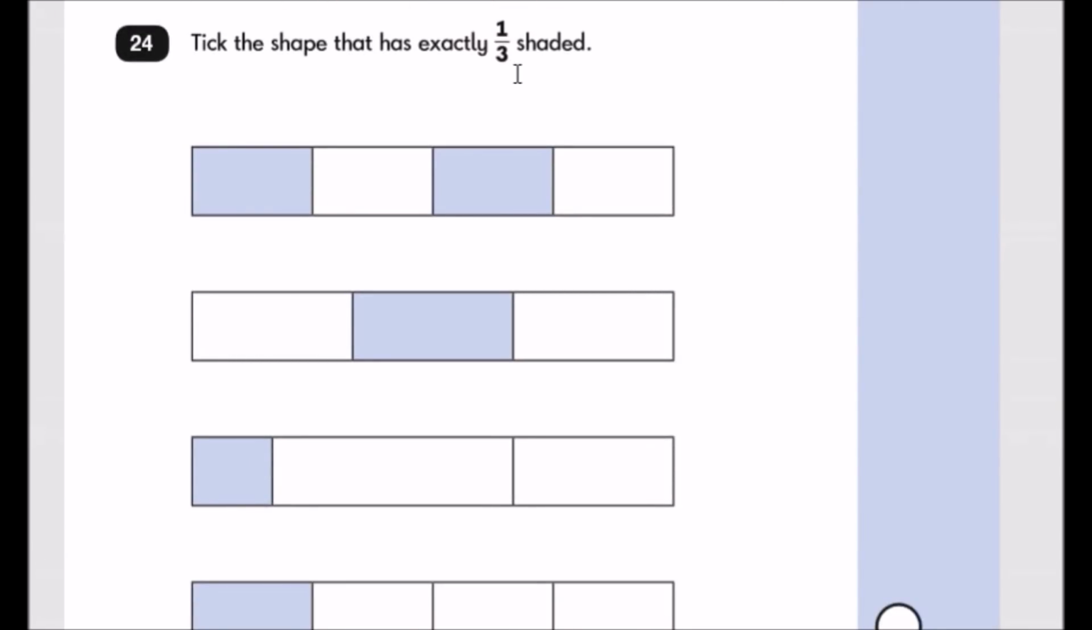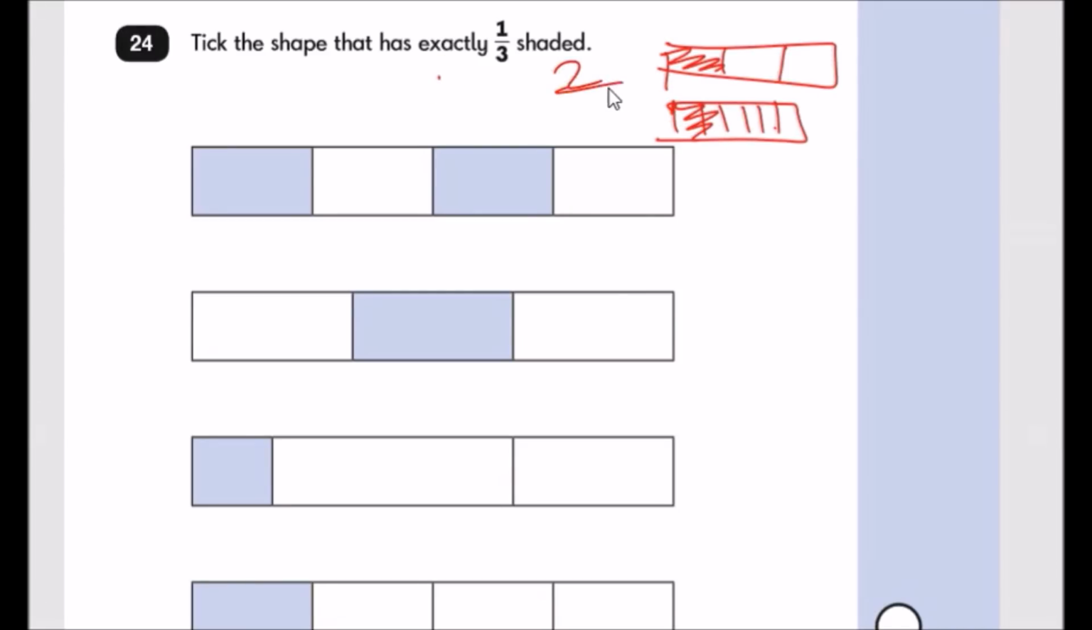Okay, question 24. Take the shape that has exactly 1/3 shaded. So 1/3 means if you had, on average, 3 parts, we're going to shade exactly one part of it. Or if you had, say, a multiple of 3, like 6 parts, 1, 2, 3, 4, 5, 6, then we need to find the equivalent fraction. That would be 2 parts. So 2/6, which is the same as 1/3. And so on, 3/9, and we'll keep going.